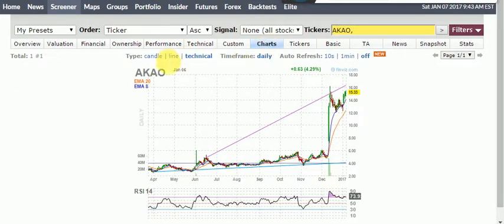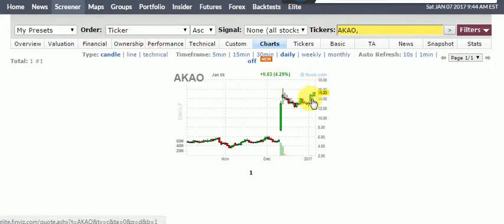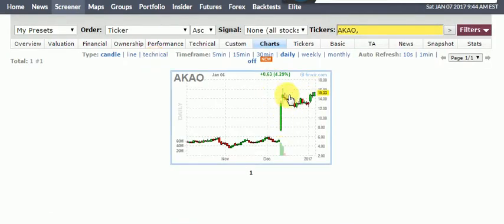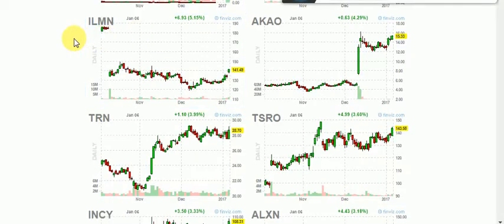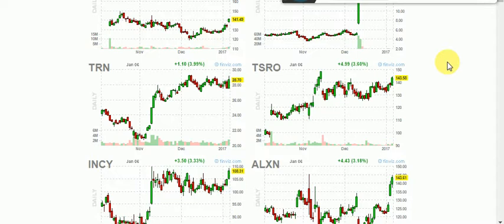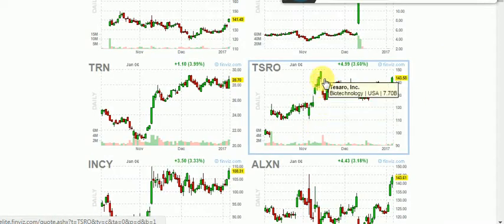Daily candle. So if you're swing trading, after this big move, consolidation over 14. This $14 was a key level. Now it's 15. This thing might actually go. So I'll keep a watch on it. AKAO. Next one is TSRO. I'm not sure what happened over here. There's a big gap down, but TSRO clearly broke this 140 level. So I'll keep a watch on TSRO as well.